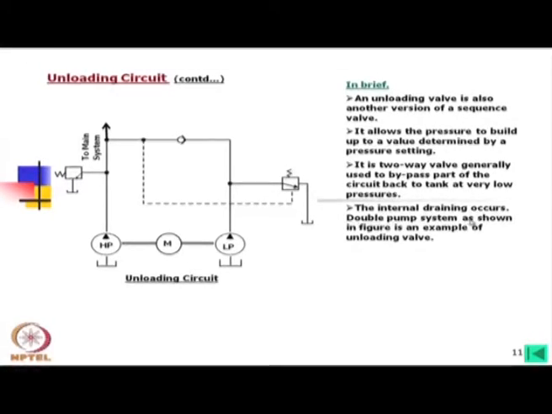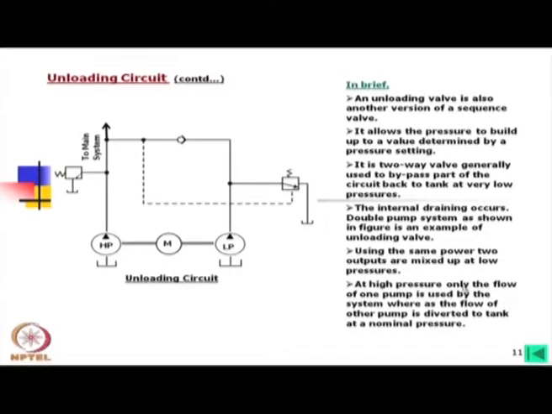and the double pump system as shown in the figure is an example of an unloading valve. This is one example. Using the same power, two outputs are mixed up at low pressures, and at high pressure only the flow of one pump is used by the system, whereas the flow of the other pump is diverted to tank at a nominal pressure.